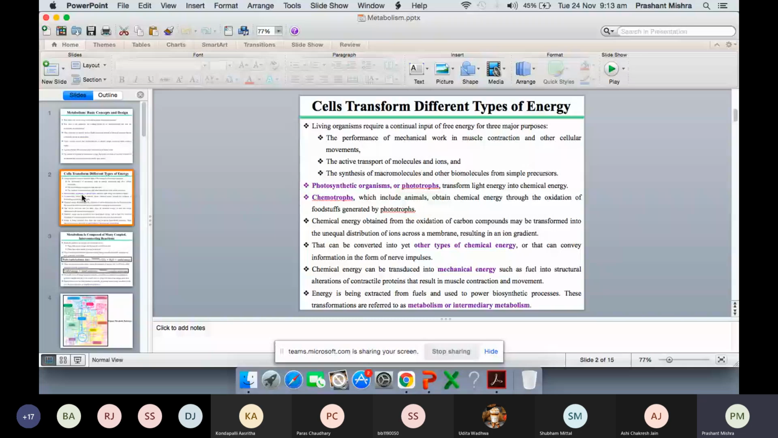The chemical energy obtained by the oxidation of a carbon compound, here the major carbon compound could be carbohydrate, may be transformed into an unequal distribution of ions across the membrane. So we derive the energy, and this energy can be used for transport of ions, and of other molecules as well. If I transport ions across the membrane using that energy, as you have seen in the membrane transport classes, this energy creates a gradient.